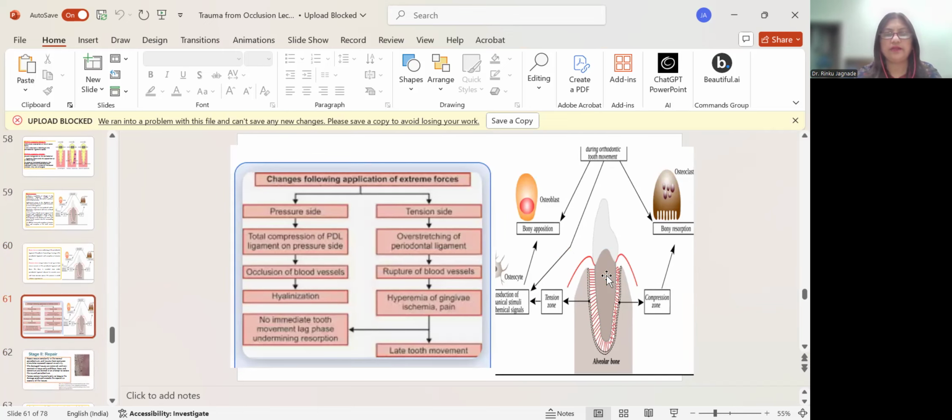So this is a diagrammatic, tabular, or chart-wise representation of what happens with extreme force. On the pressure side, there will be total compression of the periodontal ligament fibers, occlusion of the blood vessels, and hyalinization, and no immediate tooth movement, which will cause undermining resorption so as to maintain the space. Now, on the tension side, there will be overstretching of the periodontal ligament, rupture of the blood vessels, and hyperemia of the gingiva, ischemia, and pain, and it will cause late tooth movement.